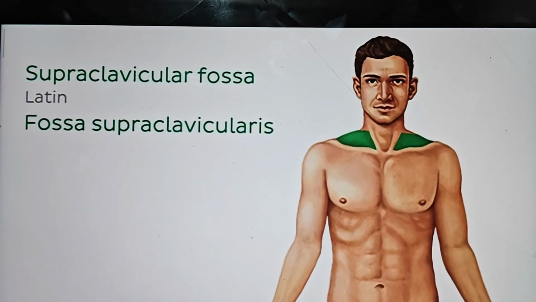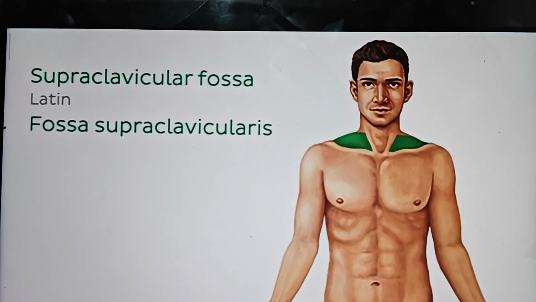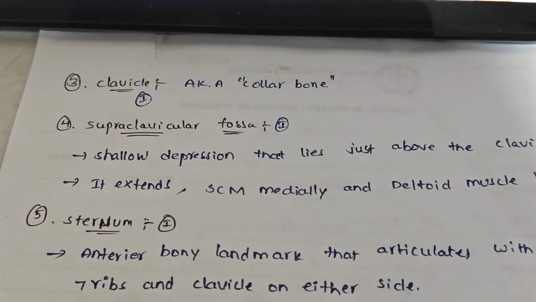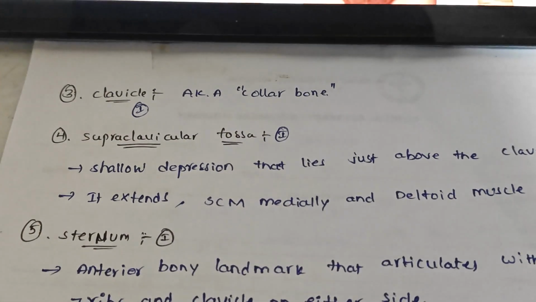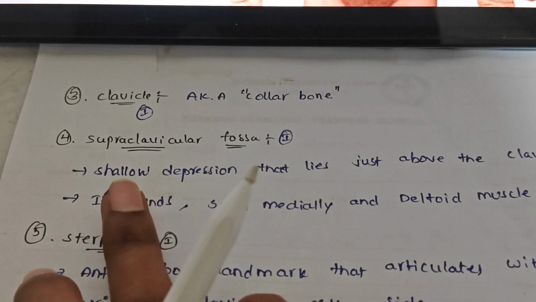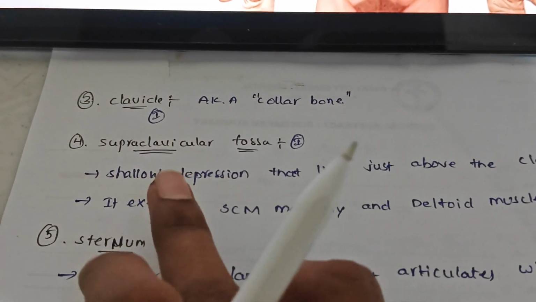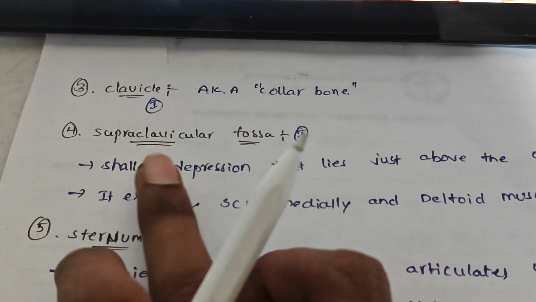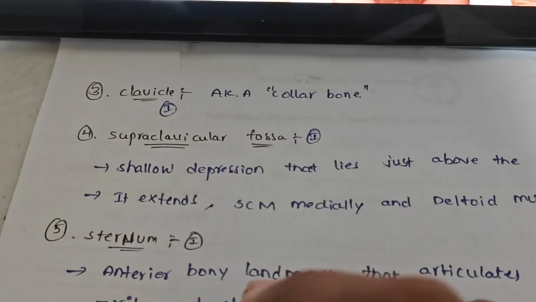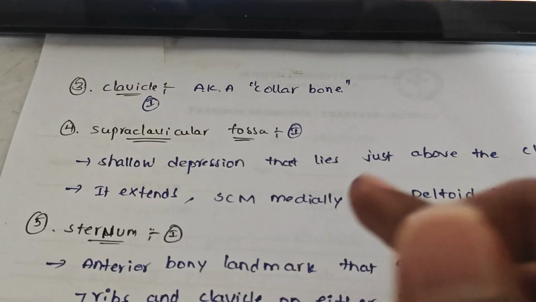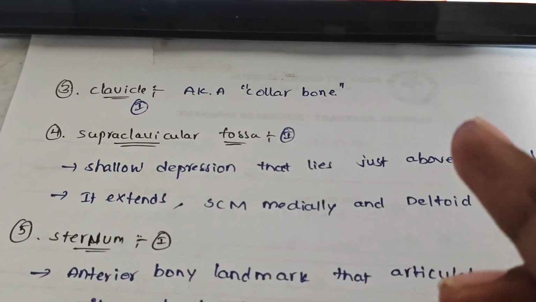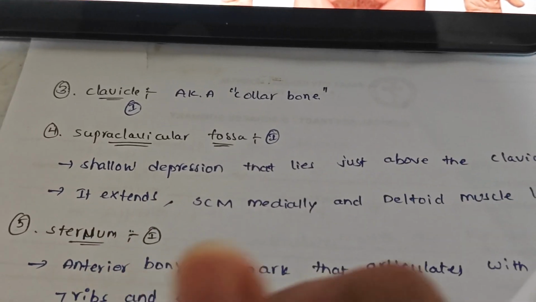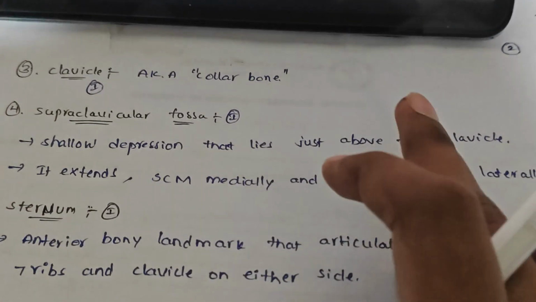This one is the supraclavicular fossa. From the word itself, you can easily understand it. Supra means superior to something. In this word, it is clavicular, so supraclavicular means something that is superior to the clavicle. Fossa means something that is a depression. So supraclavicular fossa means it is a shallow depression that lies just above the clavicle.